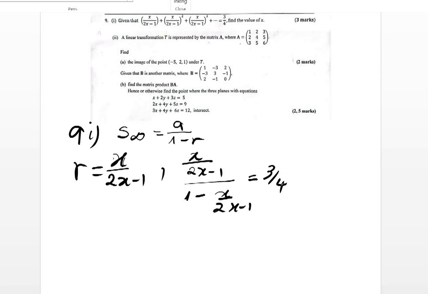Okay, so when you have that, when you simplify 1 minus x over 2x minus 1, when you simplify this, that's 2x minus 1 times 1 minus x there. Okay, when that is simplified, we have 4x is equal to 3x minus 3, which gives us x as negative 3. So the value of x is negative 3.